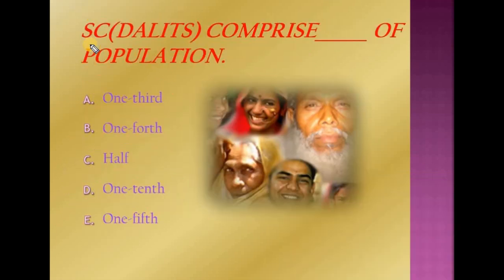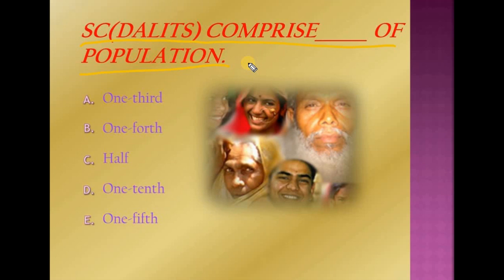Let's move on. So this is our question now. SCs or Dalits comprise dash of population. So this is an obvious question. It's directly from the textbook again. So the question is asking nothing but SCs or Dalits, meaning lower caste people present in the village, comprise how much of the total population of the village? So it's also a direct question from the textbook.